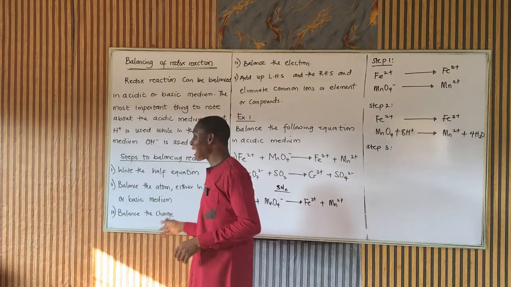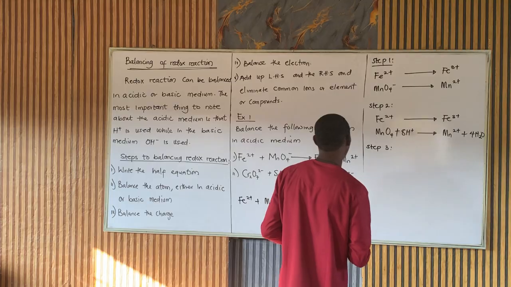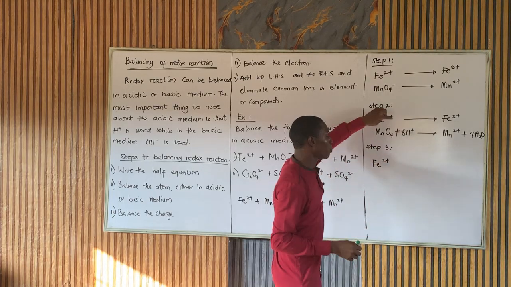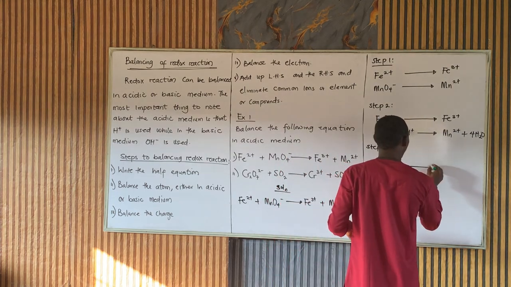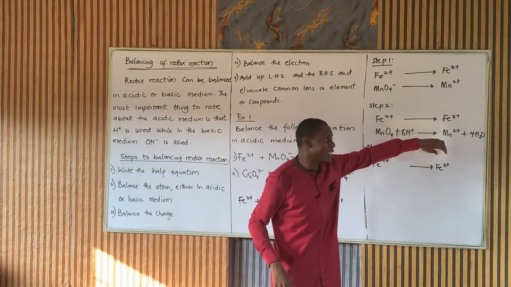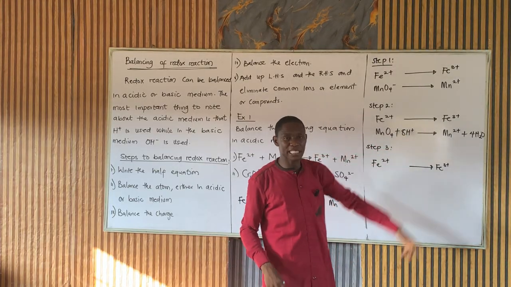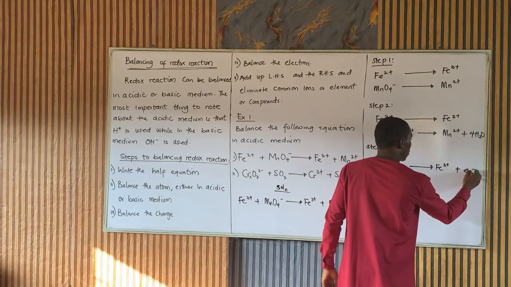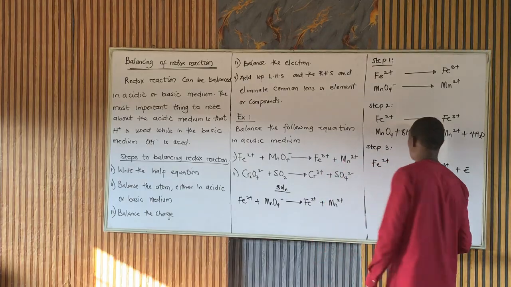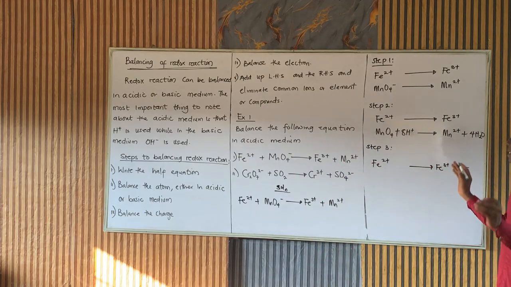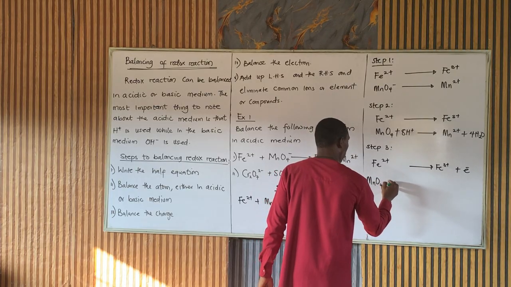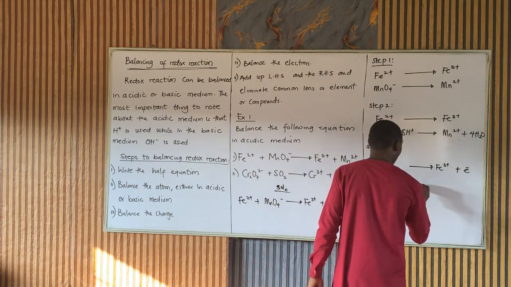says balance the charge. To balance the charge, we use electrons to do that. Here we have 2 plus, and here we have 3 plus. The part with the higher charge or higher oxidation state, you reduce it by adding electrons. So this is actually plus 3, but the electron is minus 1. So plus 3 minus 1 is going to give us plus 2. And here is plus 2. So that's balanced.